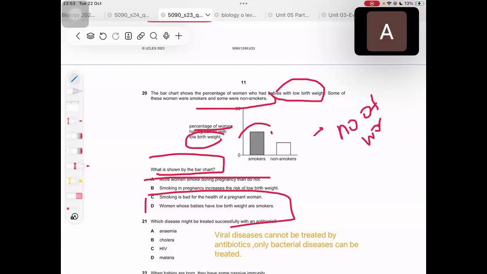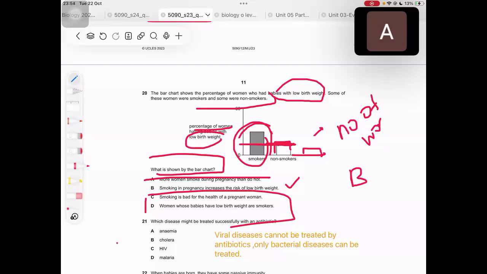So I'm going to keep B for now, and you can see B is almost correct, because smoking in pregnancy has increased the percentage when compared to non-smokers. But you can see non-smokers also have a considerably high value as well, right? It's not low. It's also high. So you can't come to a conclusion as soon as you see answer number B. You have to read C and D as well.